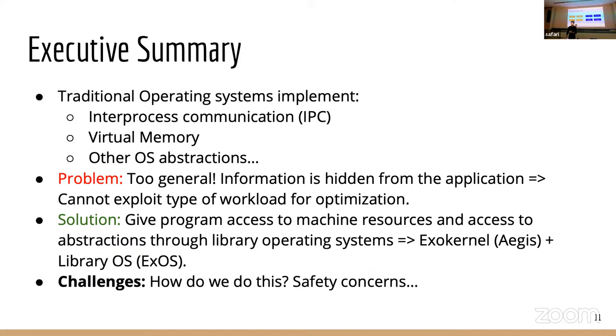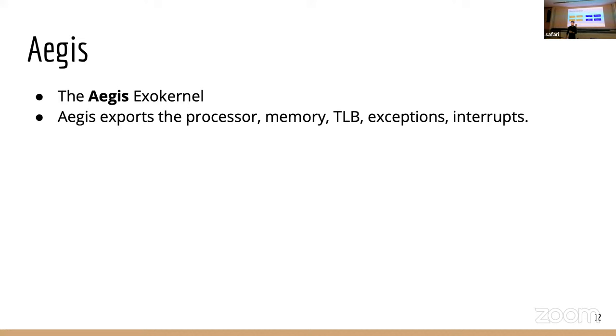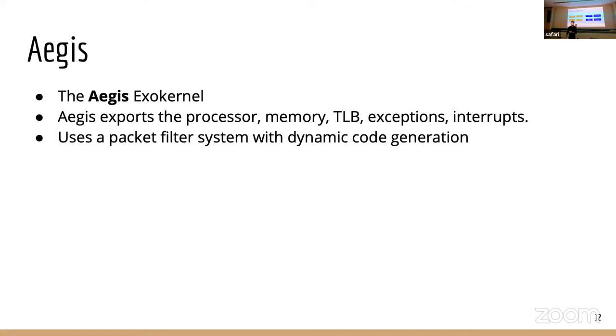A main challenge that you might be thinking of is how do we do this efficiently and, more importantly, safely? It's a little difficult to just give access directly to the machine to a process that's untrusted. We will see this in a bit, but before, let's cover IGIS. IGIS is an exokernel, as mentioned. It exports the processor, the memory, the translation look-aside buffer, exceptions, and interrupts, and it uses a packet filter system with dynamic code generation.